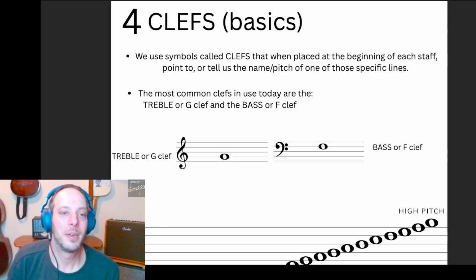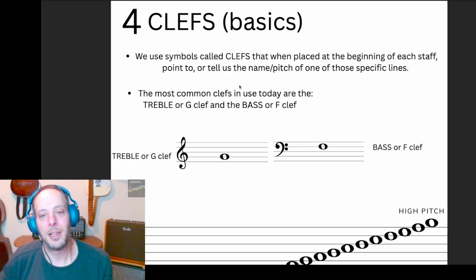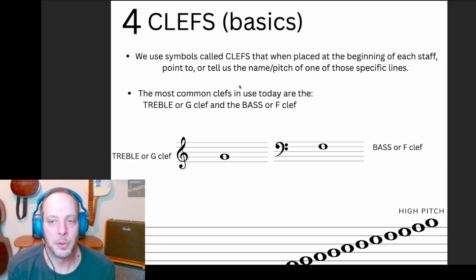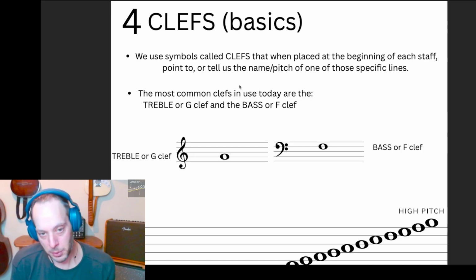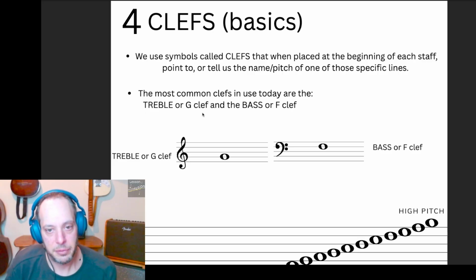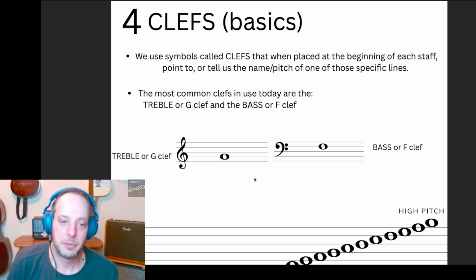So part 4, clefs. We use symbols called clefs that, when placed at the beginning of each staff, will point to or tell us the name or pitch of one of those specific lines. The most common clefs are the treble clef and the bass clef, or we call them the G clef and the F clef. So here, this is the treble clef, and this is the bass clef.